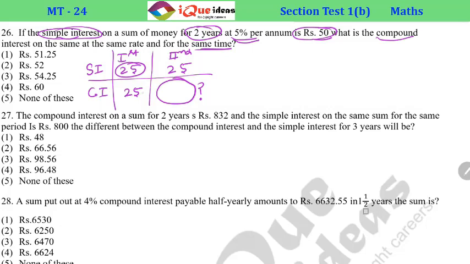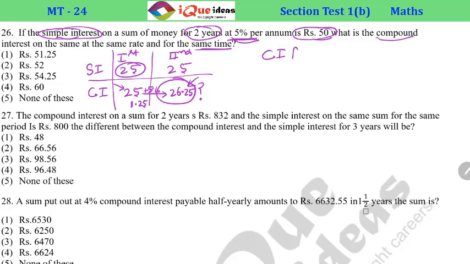If you remember, the compound interest also increases at the same rate. Here the rate is 5%. So just add 5% on 25. Now 10% of 25 is 2.5, so 5% will be 1.25. If you add 1.25 to 25, it will become 26.25. So compound interest for the first year is 25, and for the second year is 26.25.